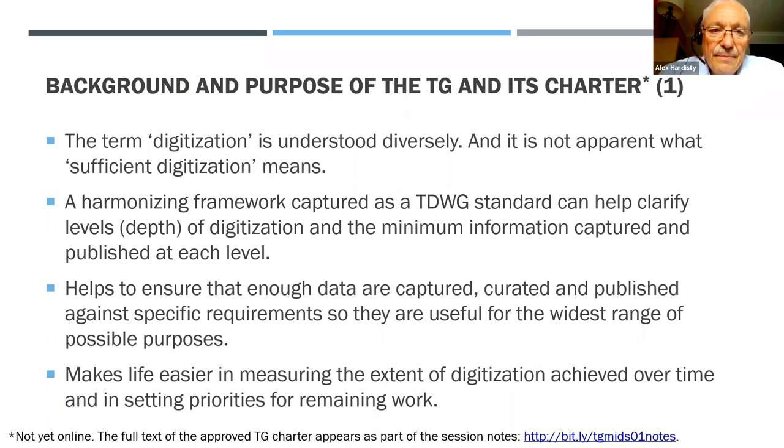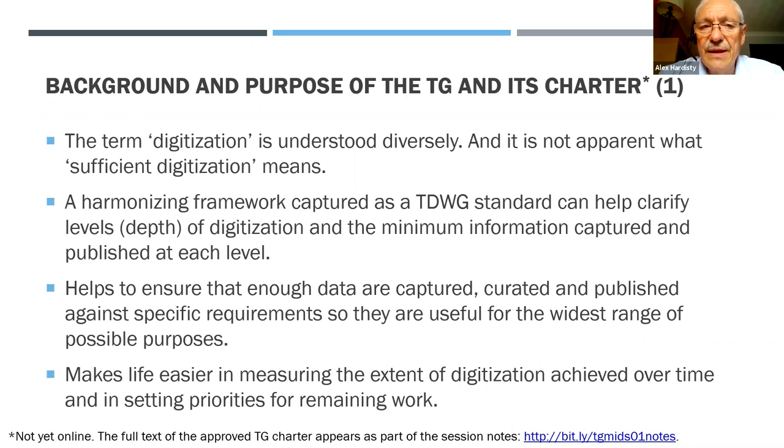But to give you some background, as you know, in Europe we've been working on planning and designing the DISCO research infrastructure, the distributed system of scientific collections. And one of the things that we discovered early in this work, beginning in 2018 or so, is that when we talk to different people, we find that the term digitization is understood very diversely. Different people understand it as meaning taking images of specimens or transcribing label data, collecting label data, or just creating records in collection management systems.